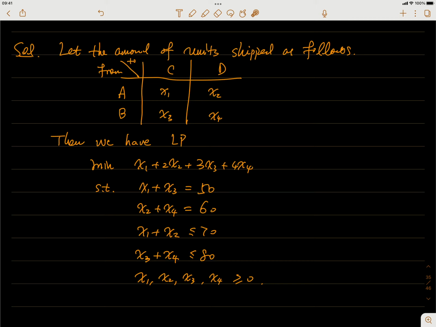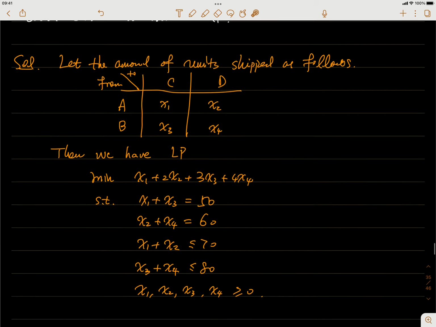Also, because warehouse A only has 70 in stock, the sum of the units shipped to these two customers from warehouse A must be less than or equal to 70. That's this constraint. Similarly, the sum of these two must be less than or equal to 80. And all these numbers of units must be non-negative. So that's why we have that.